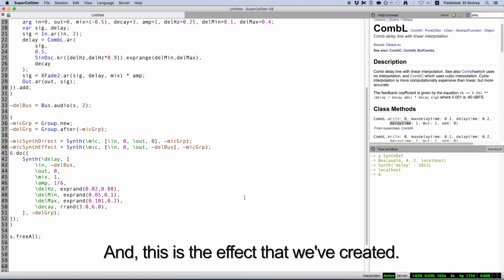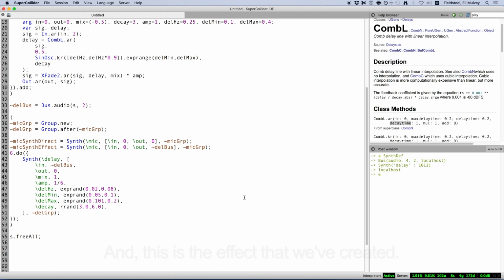And this is the effect that we've created. It sounds like this.